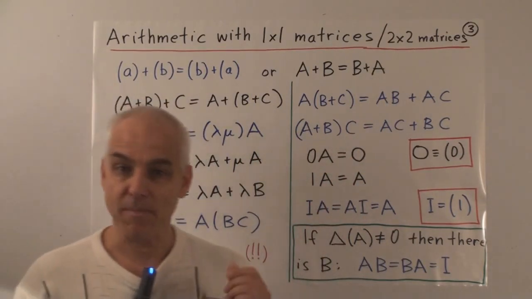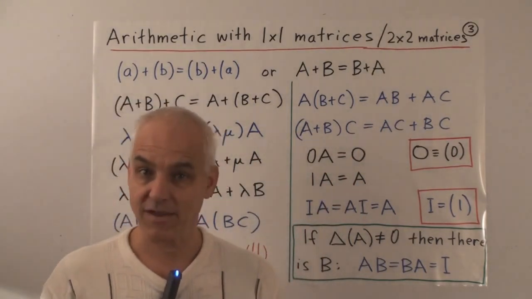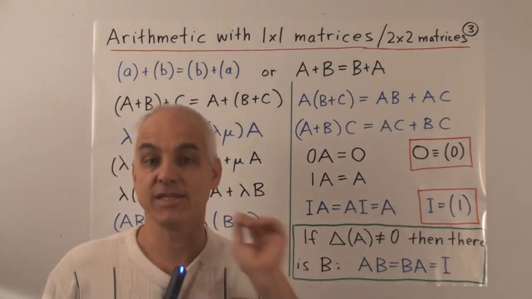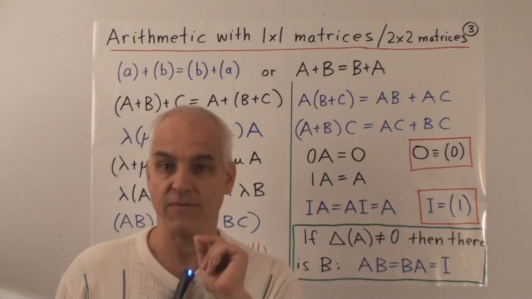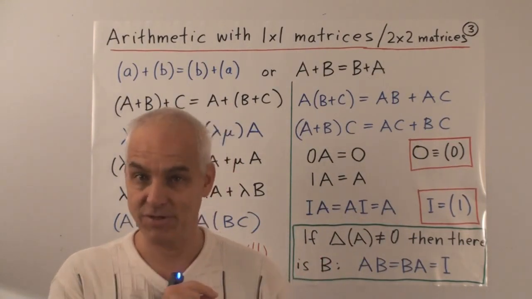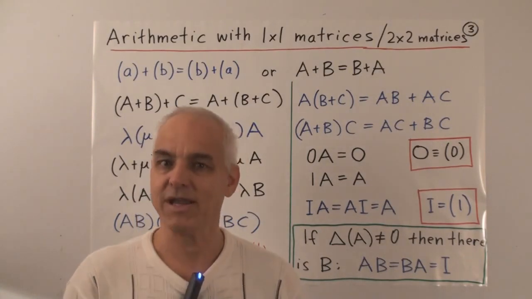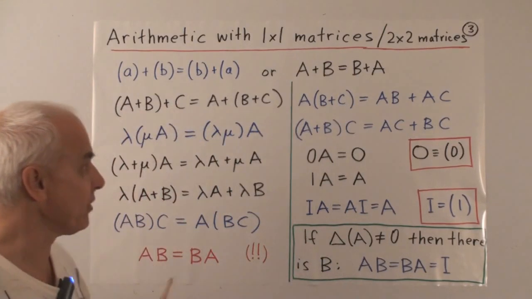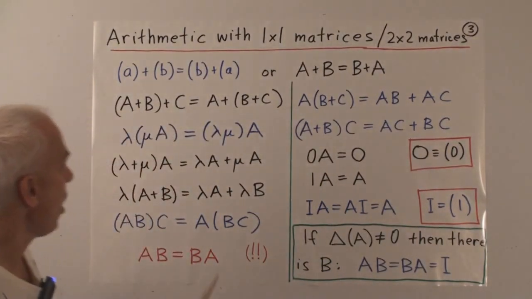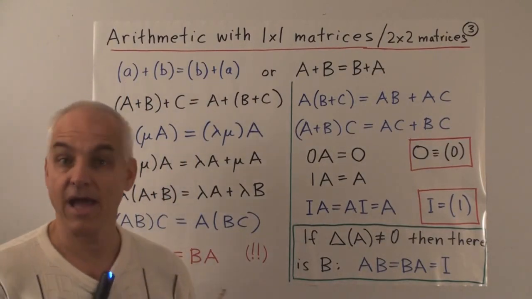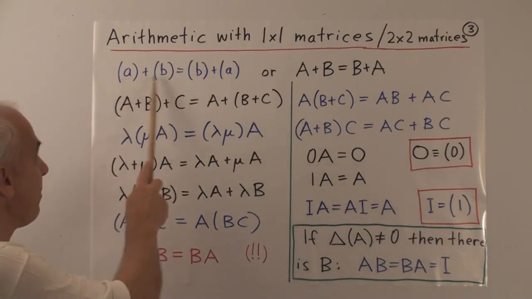It turns out that the main laws of arithmetic involving the three operations that we've talked about are essentially the same for one-by-one matrices and for two-by-two matrices, with essentially one major exception. But apart from that one exception, the laws are essentially the same. And let's have a look at those laws.